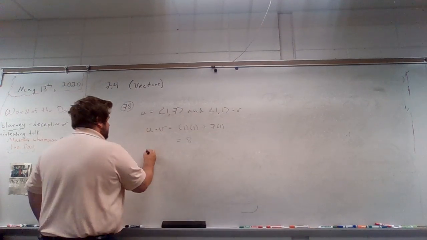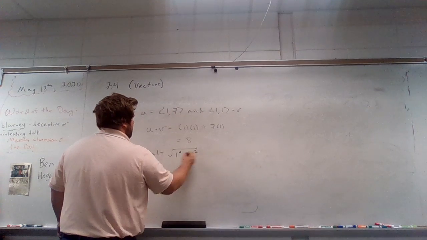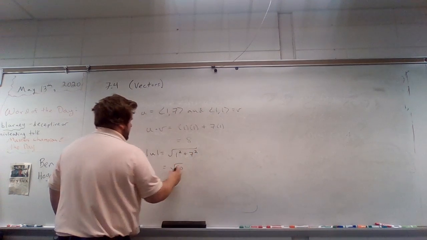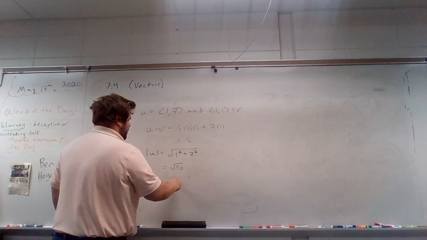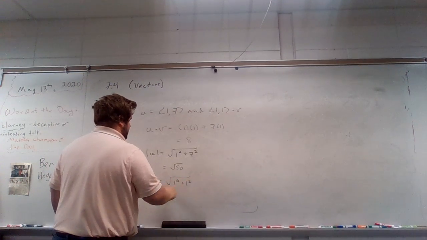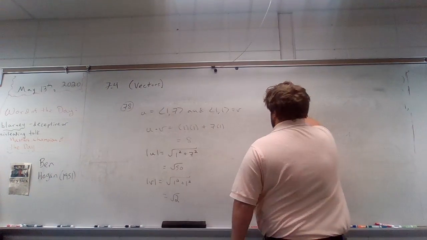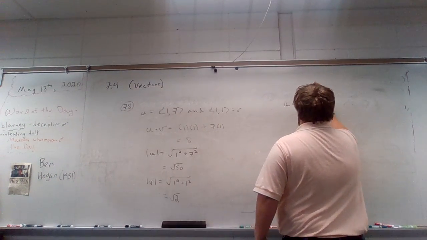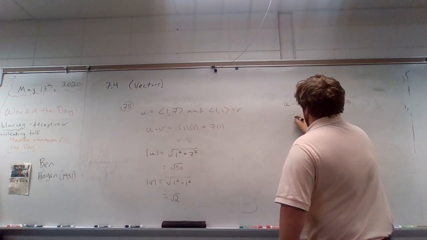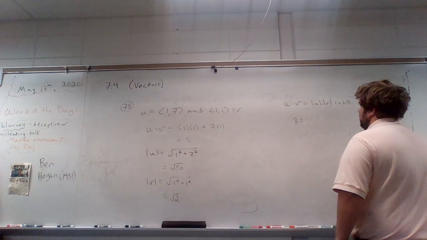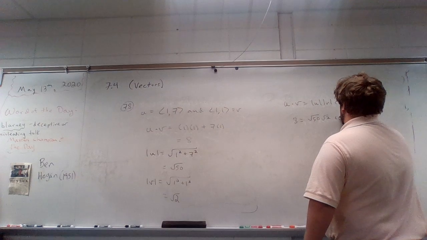The magnitude of u is the square root of 1 squared plus 7 squared. That's the square root of 50. And our magnitude of v is the square root of 1 squared plus 1 squared. That is the square root of 2. So when I use this formula, u dot v is the magnitude of u times the magnitude of v times cosine theta. u dot v was 8. This was the square root of 50 times the square root of 2 times cosine of theta.